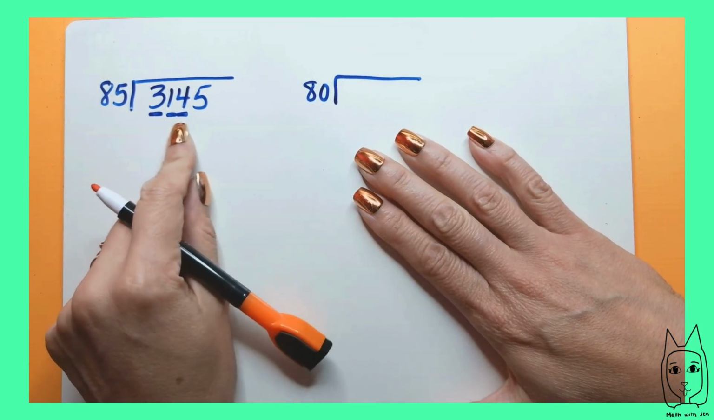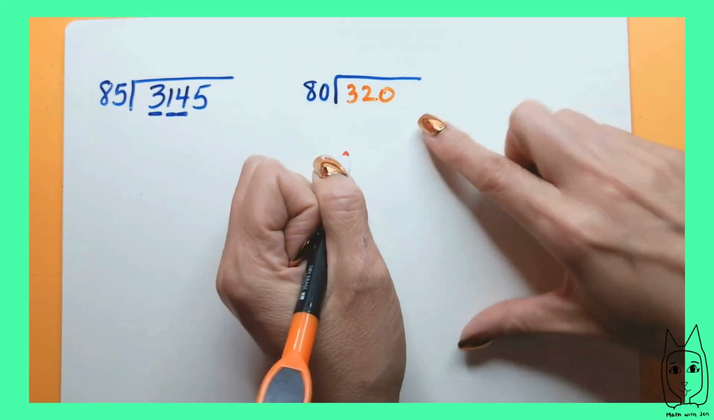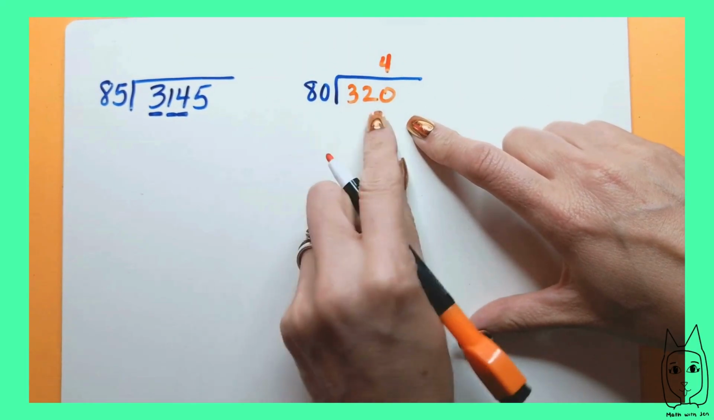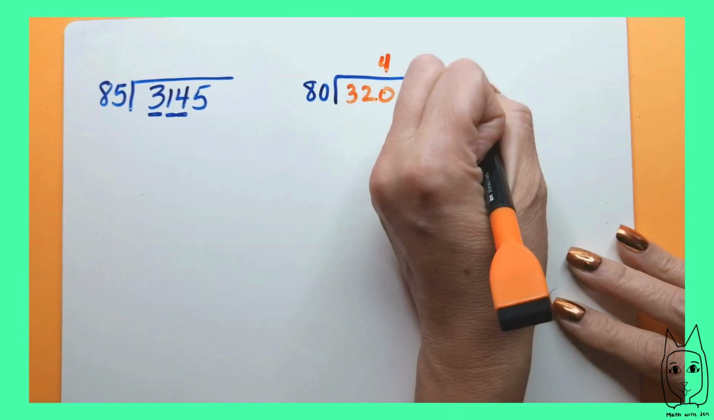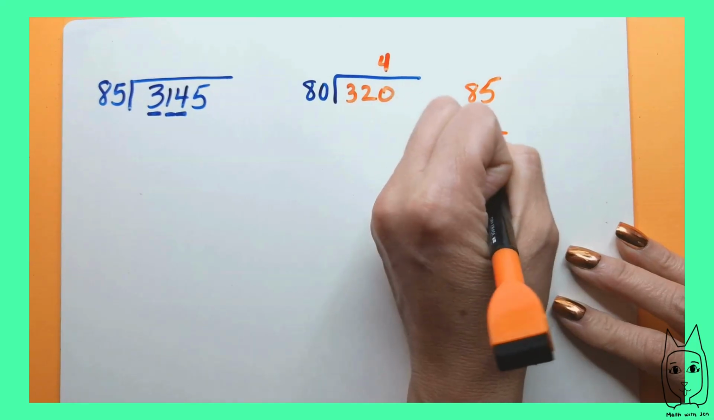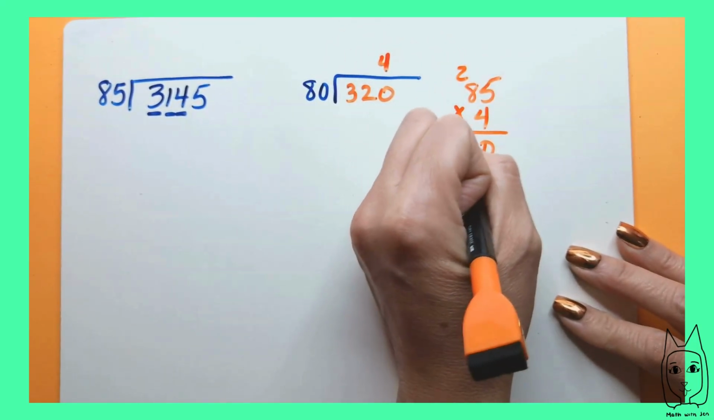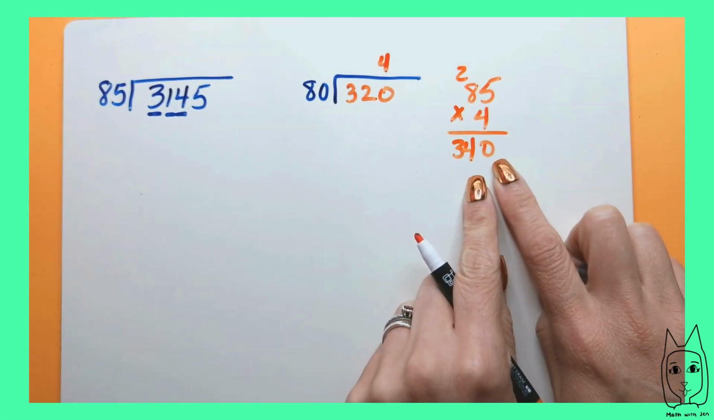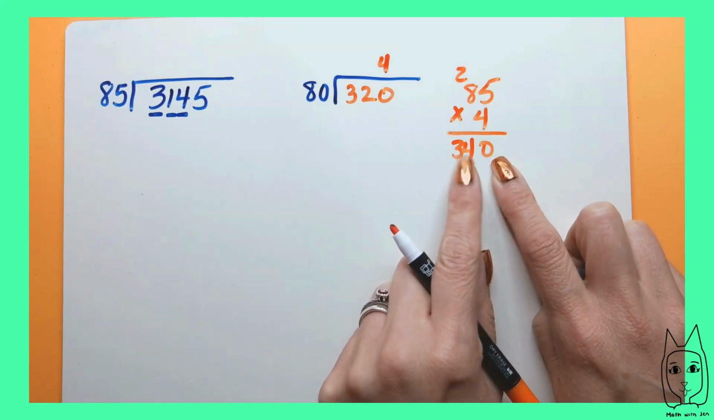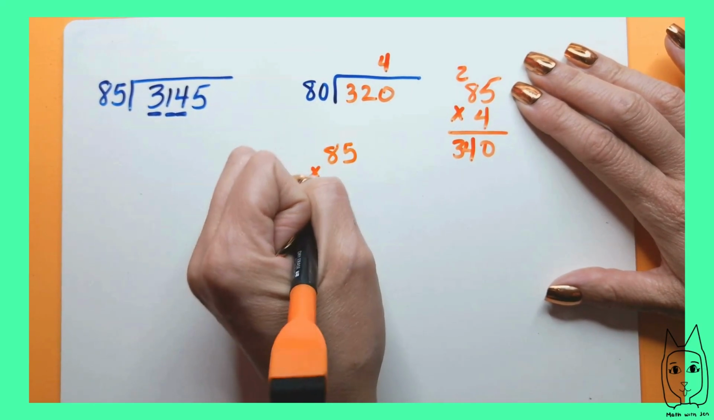I'm going to round that to 320 because that's a multiple of 80. That's going to be 4. 4 times 80 is 320. I'm going to come over here and do 85 times 4 to see how close we got. That's 20, carry the 2. That's 340. That is no bueno. We went over. So that was too much. So now I'm going to go down 1. I'm going to do 85 times 3.